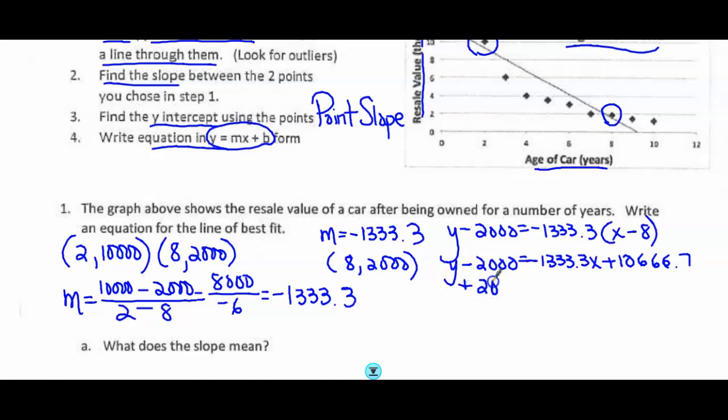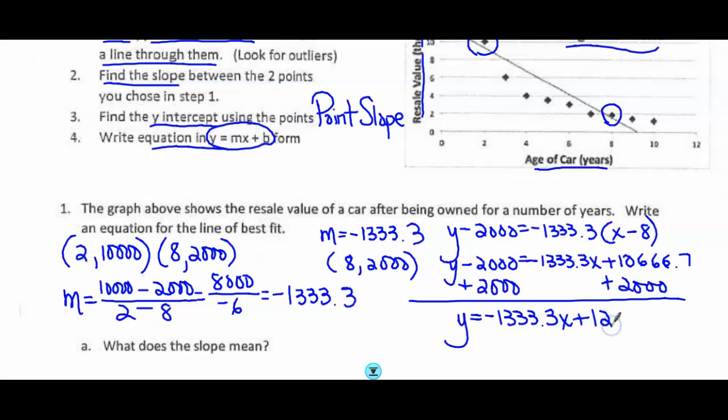I'm going to add 2 thousand to both sides. And I get y equals negative 1,333.3x plus 12,666.7. Now, sometimes you will see these equal signs as squigglies. 2 squigglies mean approximate. So you might see either way, equals or approximately. And that represents our equation.